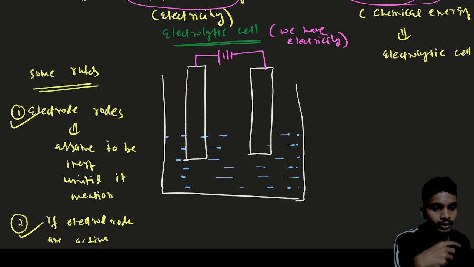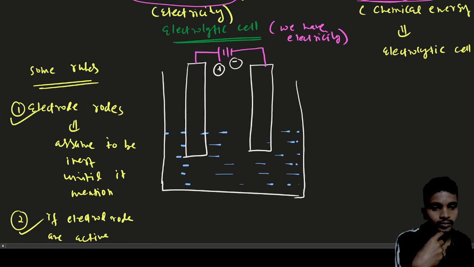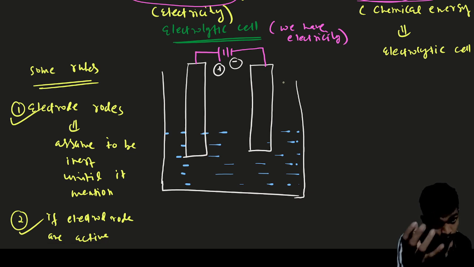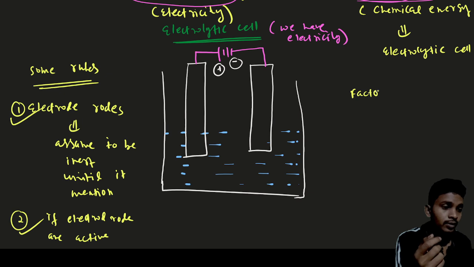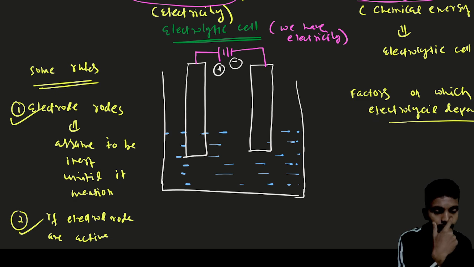So let's say I connect a battery. From here we are getting electricity. So this is positive, this is negative. Before we study the details of electrolytic cells, we have to say some factors on which the electrolytic cell depends. So what are the factors?